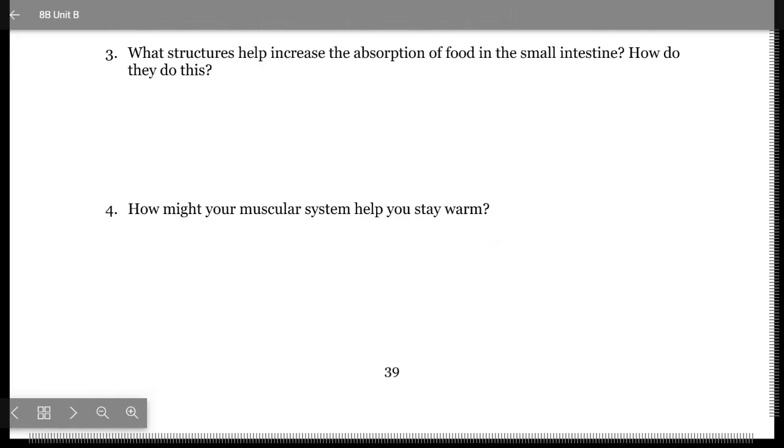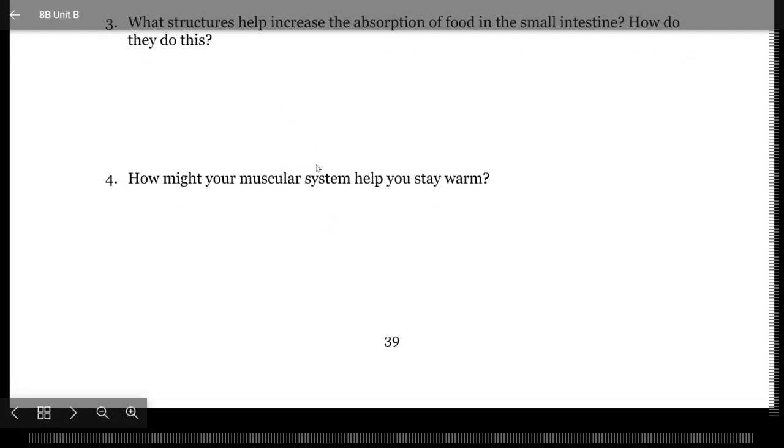What structures help increase the absorption of food in the small intestine? The gallbladder, the pancreas, and the liver. They excrete digestive juices. How might your muscular system help you stay warm? Now, muscle cells control movement. And we know that movement generates heat, so they can move and make you warm.